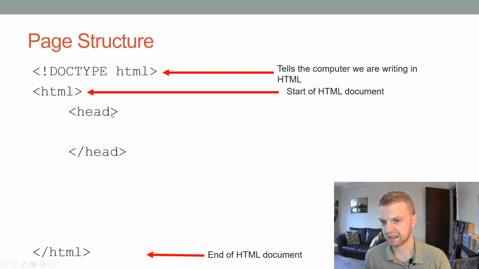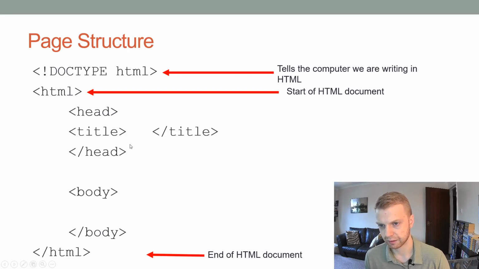HTML says it's the start of the actual document, so there'll be a closing one at the bottom. There is the head of the website, and then there is the body of the website. Now, for the basics, the only thing that's going to go in the head of the website is the title. When I say the title, I mean the little tab on your web browser at the top of the screen. We'll look at that in a second. That's what your title is. Everything else you see on the web page goes in the body.